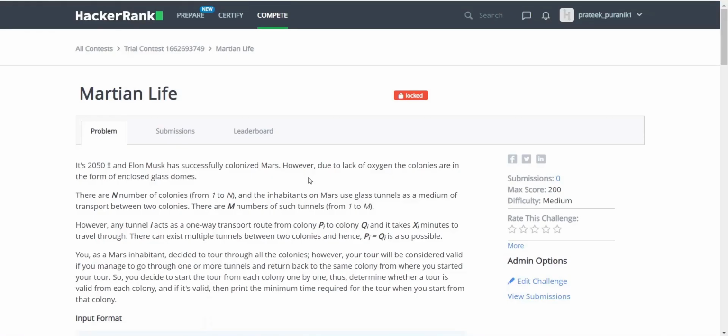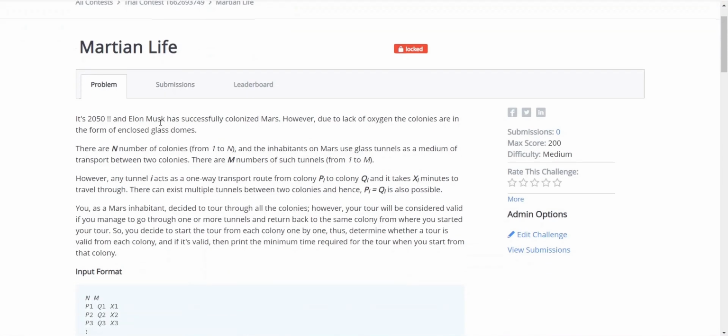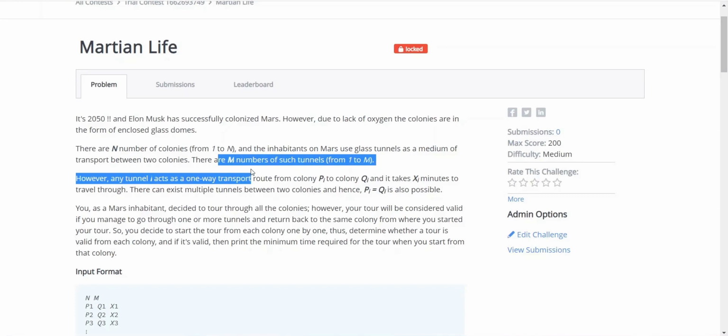Now we'll be looking at the Martian Life question, which is the Division 2 third question. The question is, it's 2050 and Elon Musk has successfully colonized Mars, and due to lack of oxygen, we have formed colonies of glass domes. So the number of colonies we have is N, and the number of tunnels we have is M.